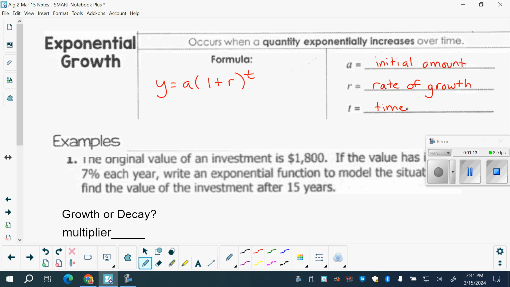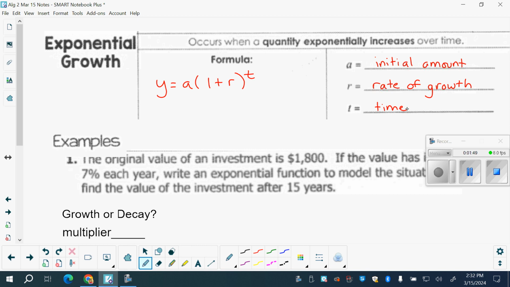A lot of students ask, where does that 1 come from in there? If we were finding how much something grows, we would take whatever that decimal percentage is and multiply it by the number. That would tell us how much bigger it's getting. But we have to add the original amount back to that to actually get the new amount. So that's where that 1 comes from. It's the original amount plus the increase.